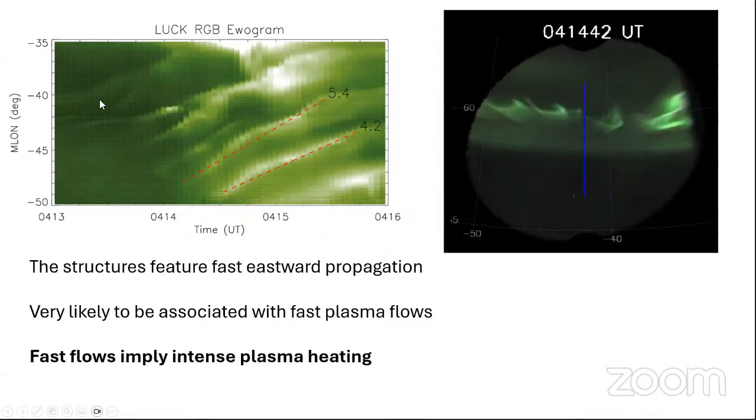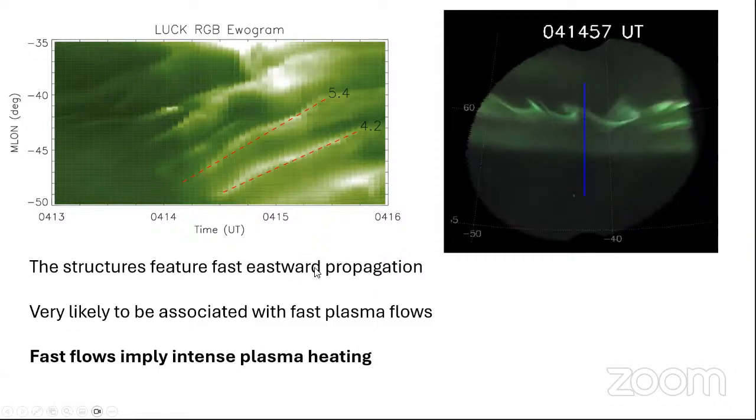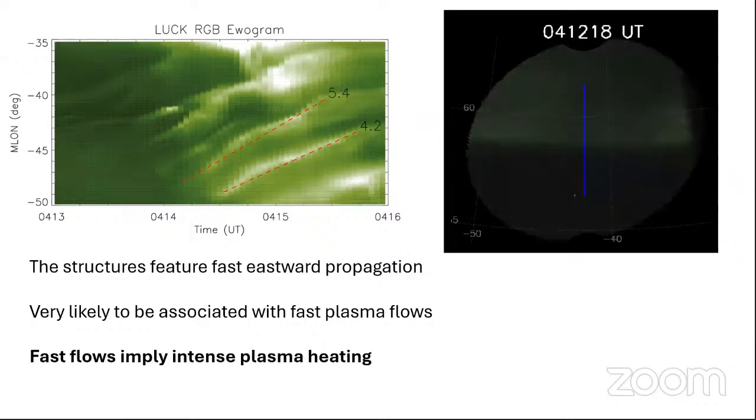On the left side, I presented the keogram from the RGB. The horizontal axis here is time, and the vertical axis here is longitude. So the slanted traces indicate the eastward propagation, with a velocity around 5 kilometers per second. There may be some other possible explanations of such a motion, but to me, it's very likely to be associated with fast plasma flows. And we know that such fast flows naturally imply intense plasma heating.